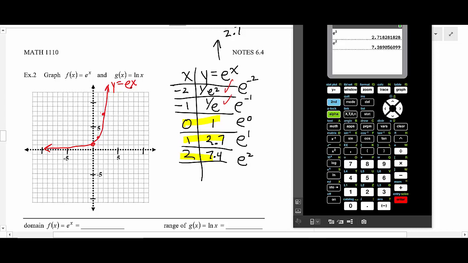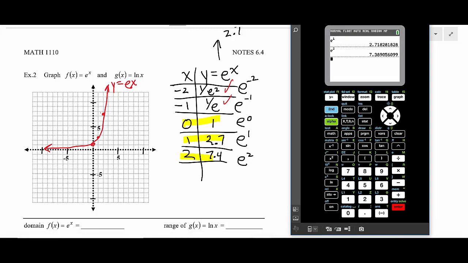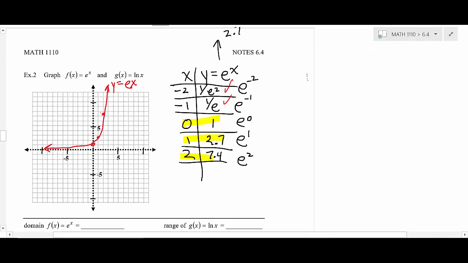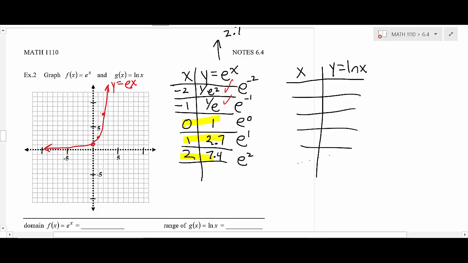Next we're going to do the log function. If you're going to make a table of values for y equals ln x, don't just use any number for x. Remember on the last problem, what did I do? I used powers of 2. 2 to the 0. Do the same thing here.